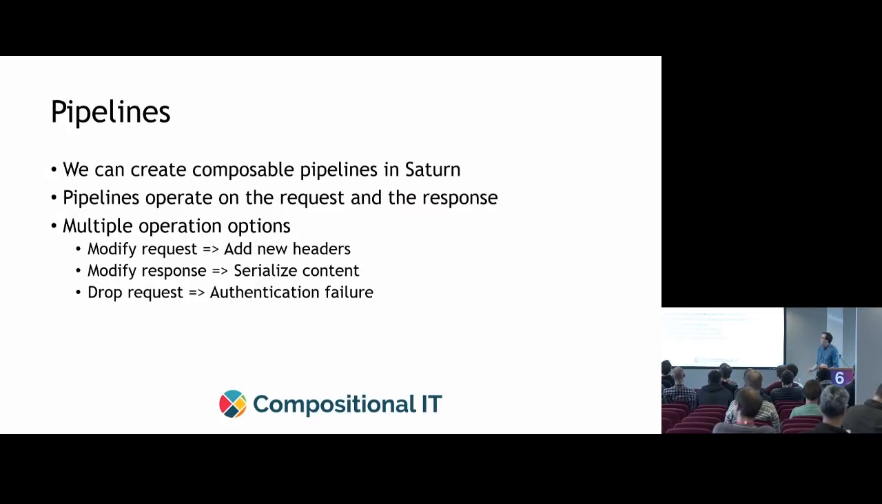We also have the opportunity to create pipelines within Saturn. So these are composable components which handle every stage of the incoming request. So pipelines operate on both the request and the response and let us do 3 operations. We can either modify the request to do things like add new headers, modify the response to serialize the output, or just drop the request entirely if we had like an authentication failure, for example.